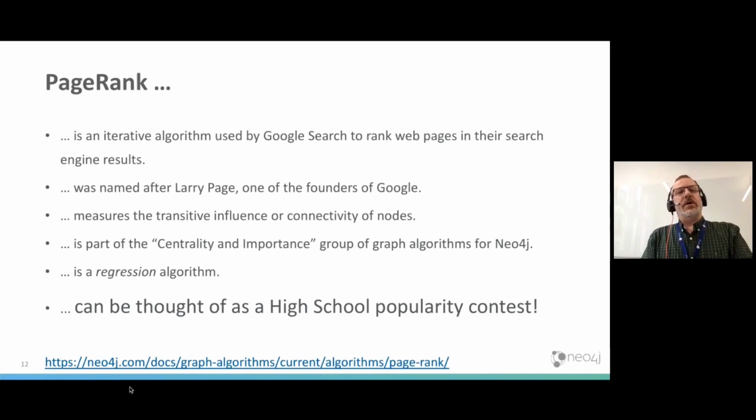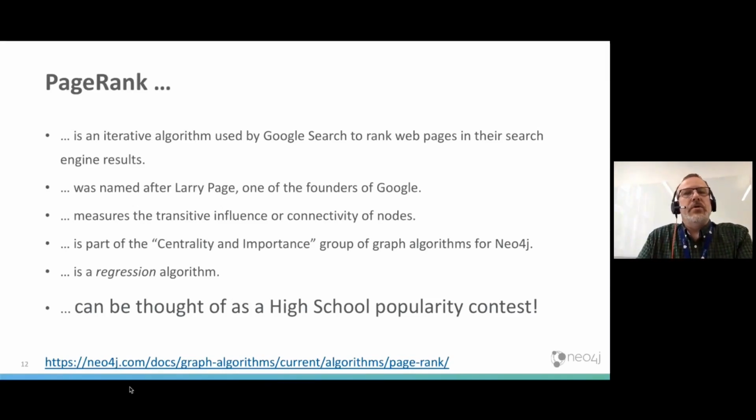The insight behind PageRank is that important pages are more likely to be linked to by other important pages, right? So what we're measuring then is the transitive influence or connectivity of nodes, which means that if you're connected to by important nodes, then some of that importance rubs off on you. Okay?